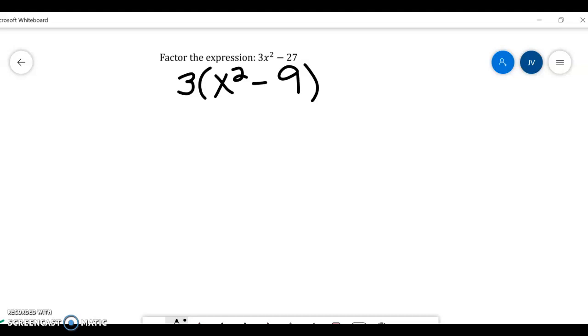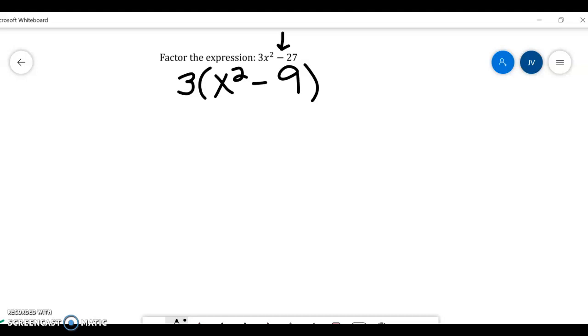Now it's just a difference of squares. X squared minus 9 are both perfect squares. What's the square root of 9? 3. So we're going to use that since there is no b term right here. Notice there's no b term. Remember, the b term is the one that has an x with it.